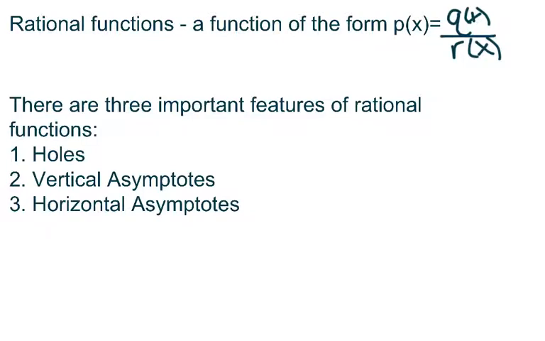So here's the three things that we're going to focus on when we do key features of rational graphs. We're going to talk about holes, vertical asymptotes, and horizontal asymptotes. Everything that we've done up until now, domain, range, increasing, decreasing, constant, positive, negative, all of that stuff still applies, but we're going to add these three things that are going to be new to this unit.